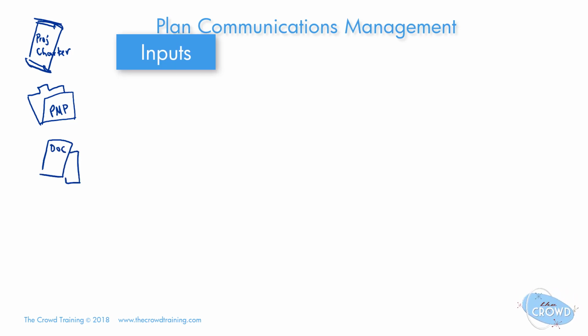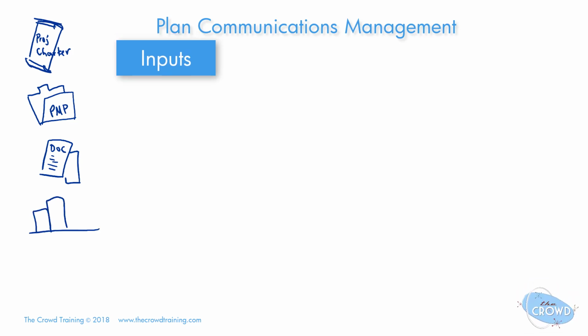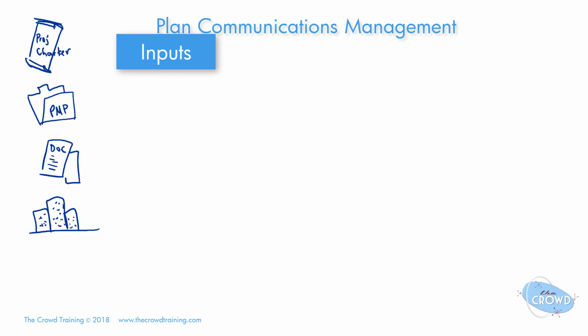Those project documents could include, say, the stakeholder register, that list of who's in the project, what's their influence, what kind of stake they hold, and various information about that. Pretty much as always, you have your enterprise environmental factors, which is those series of factors that are influencing how you go about managing your project.